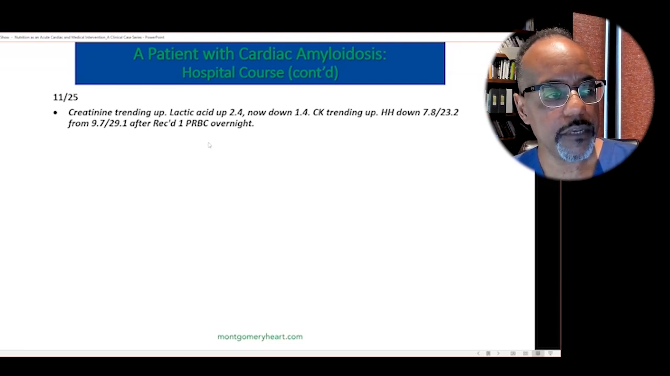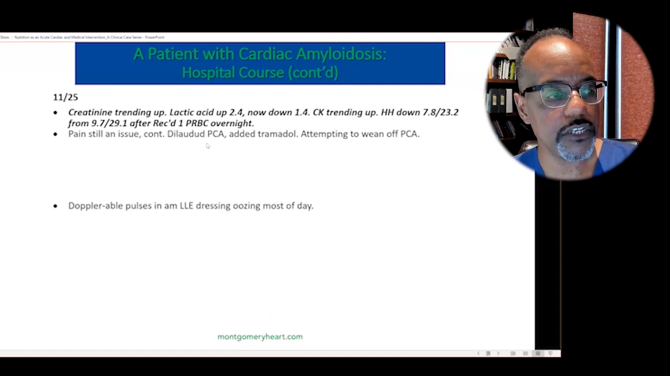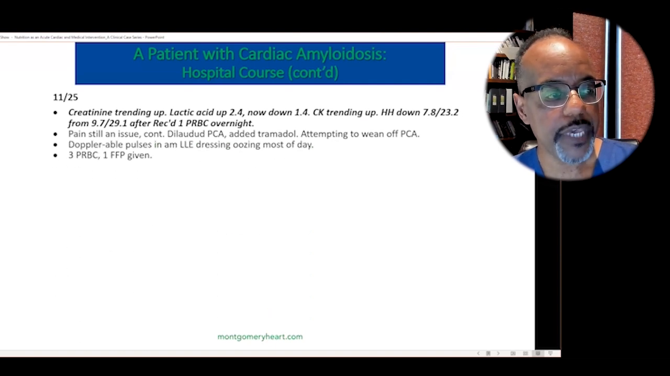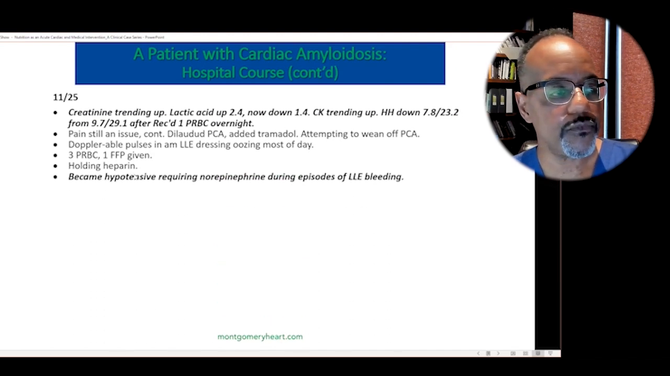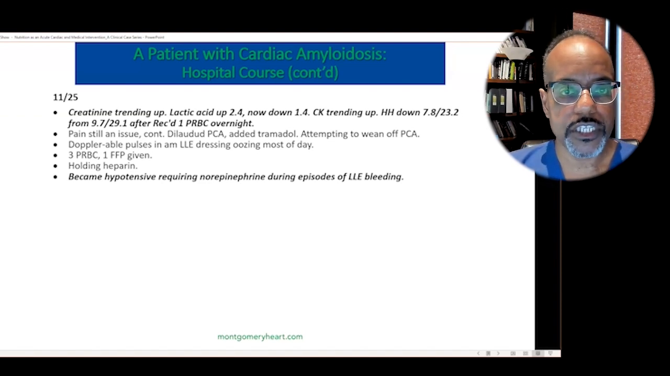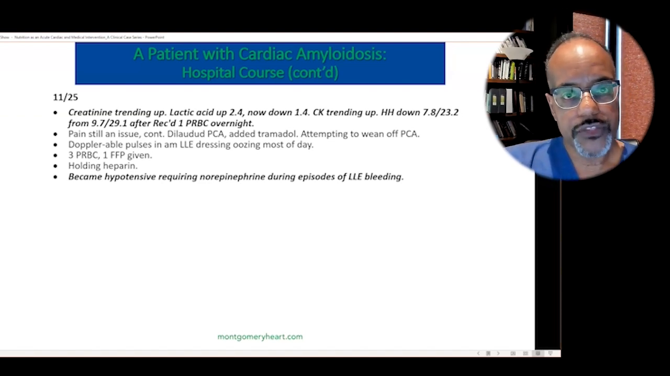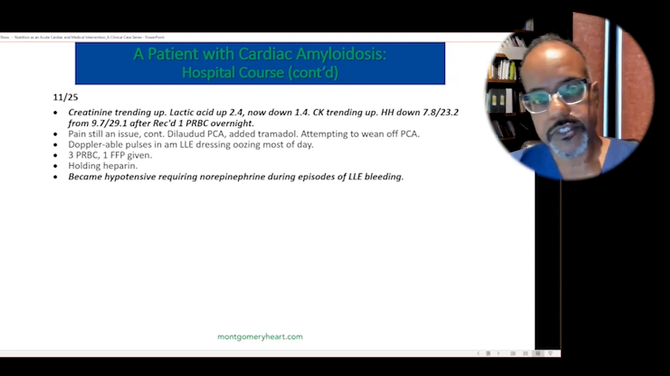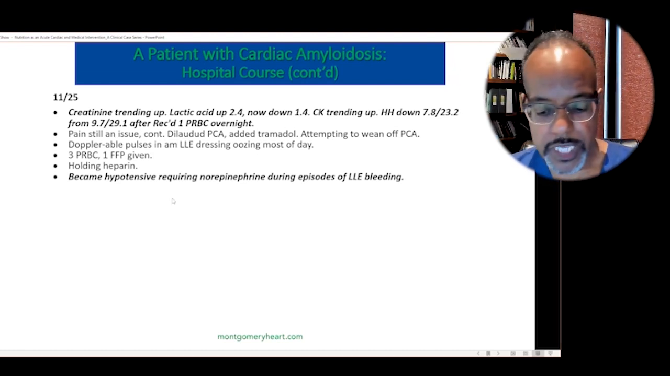His hemoglobin did come up after the packed red blood cells transfusion. He was getting more pain medications, even more blood because he started bleeding from the wound. We were trying to give him heparin to anticoagulate him, but that potentiated more bleeding. Again, you're doing one thing to help him in one way that harms him in another way. And so you have to back off. And so we had to hold off on the heparin.